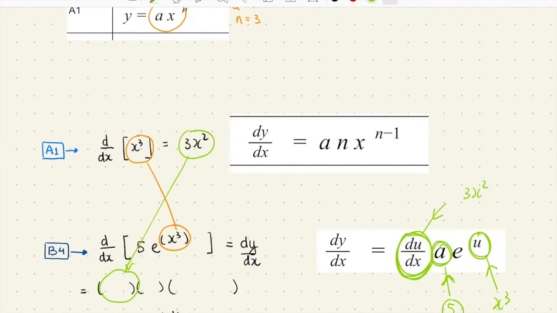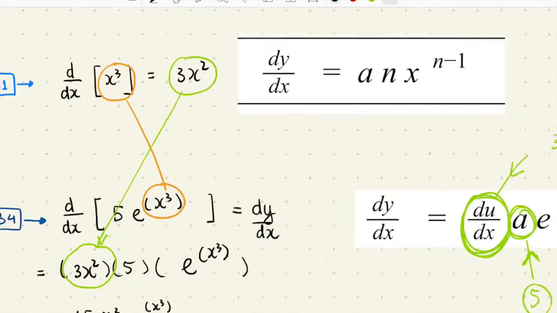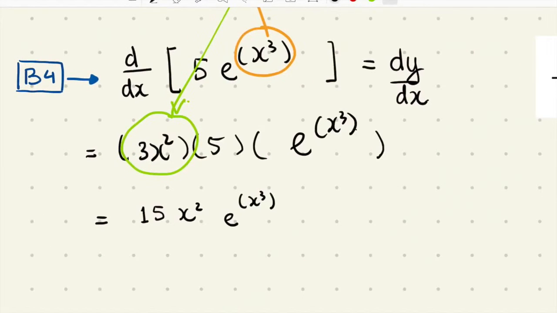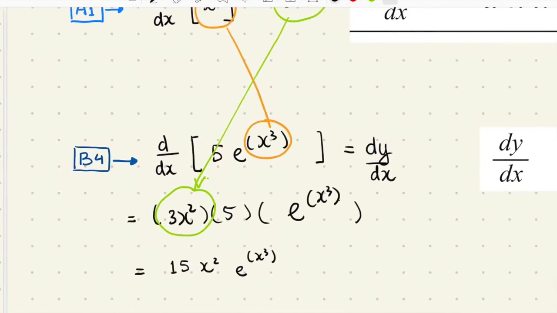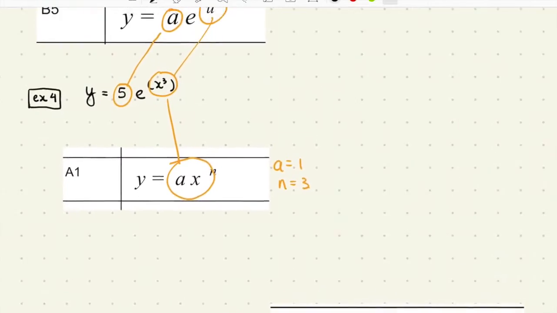Then we apply here 3x squared times a, which is 5, and e power u is e power x cubed. Very simple, and if you simplify them, you get 15x squared e power x cubed. So that's the answer for example 4. Very simple.